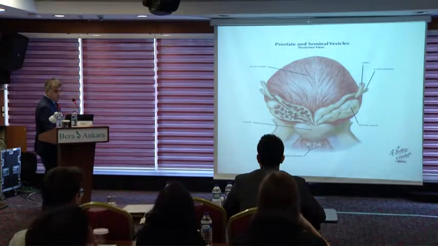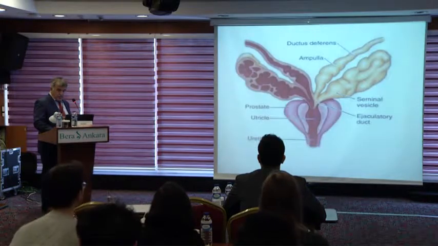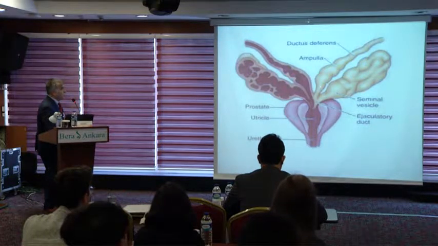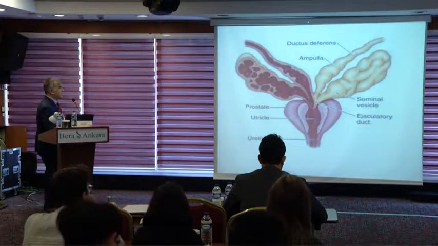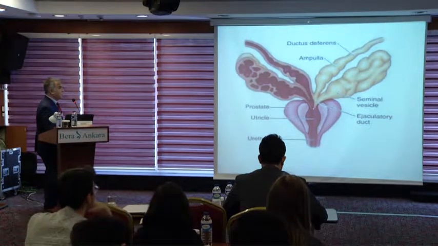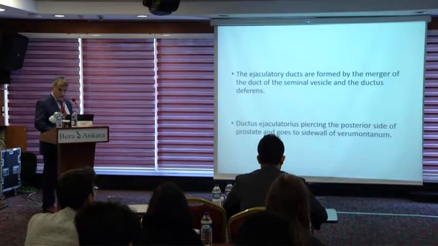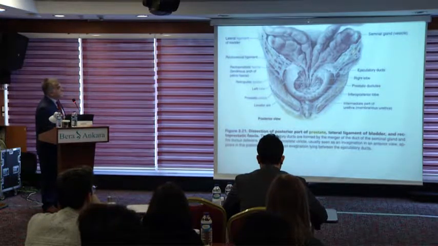We can see here, it's inside the prostate. Maybe here we can see. The ampulla of the ductus deferens are on the medial side of the vesicula seminalis, and ductus excretorius, and here is the ductus ejaculatorius, the ejaculatory duct. It goes to the side of the verumontanum. This is another slide about it. Ductus excretorius, ductus ejaculatorius.